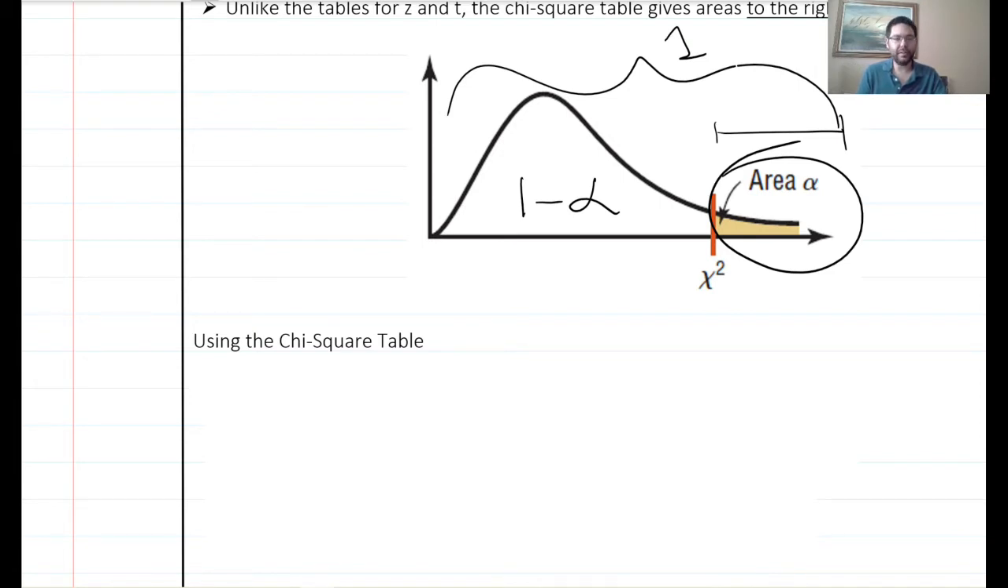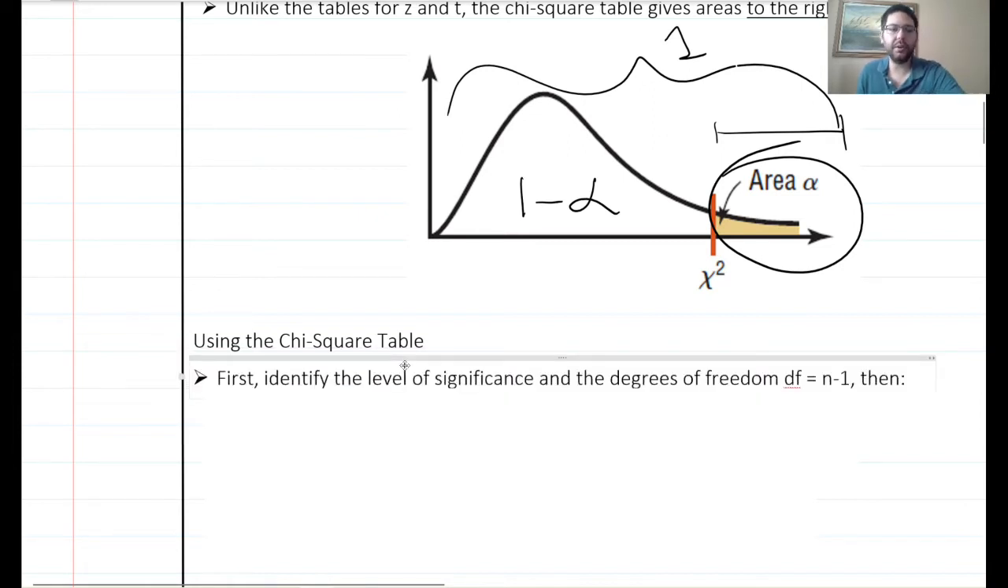It's opposite with the z. Remember, with the z, to get the area to the right, you have to do 1 minus alpha, and to get the area to the left is just alpha. Well, it's reversed for the chi-square. So if we want to use the chi-square distribution appropriately, then we have to make sure that we consider the fact that it gives us areas to the right.